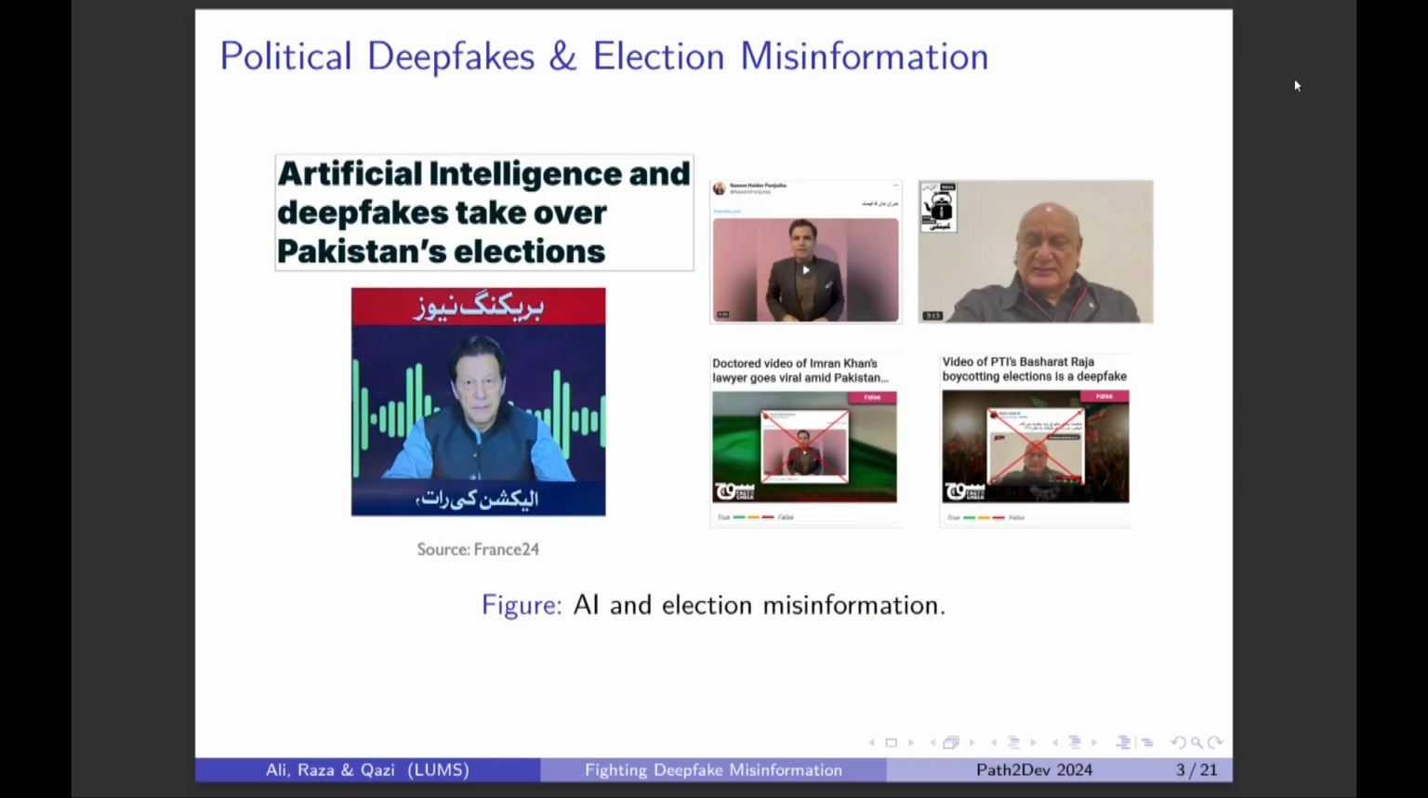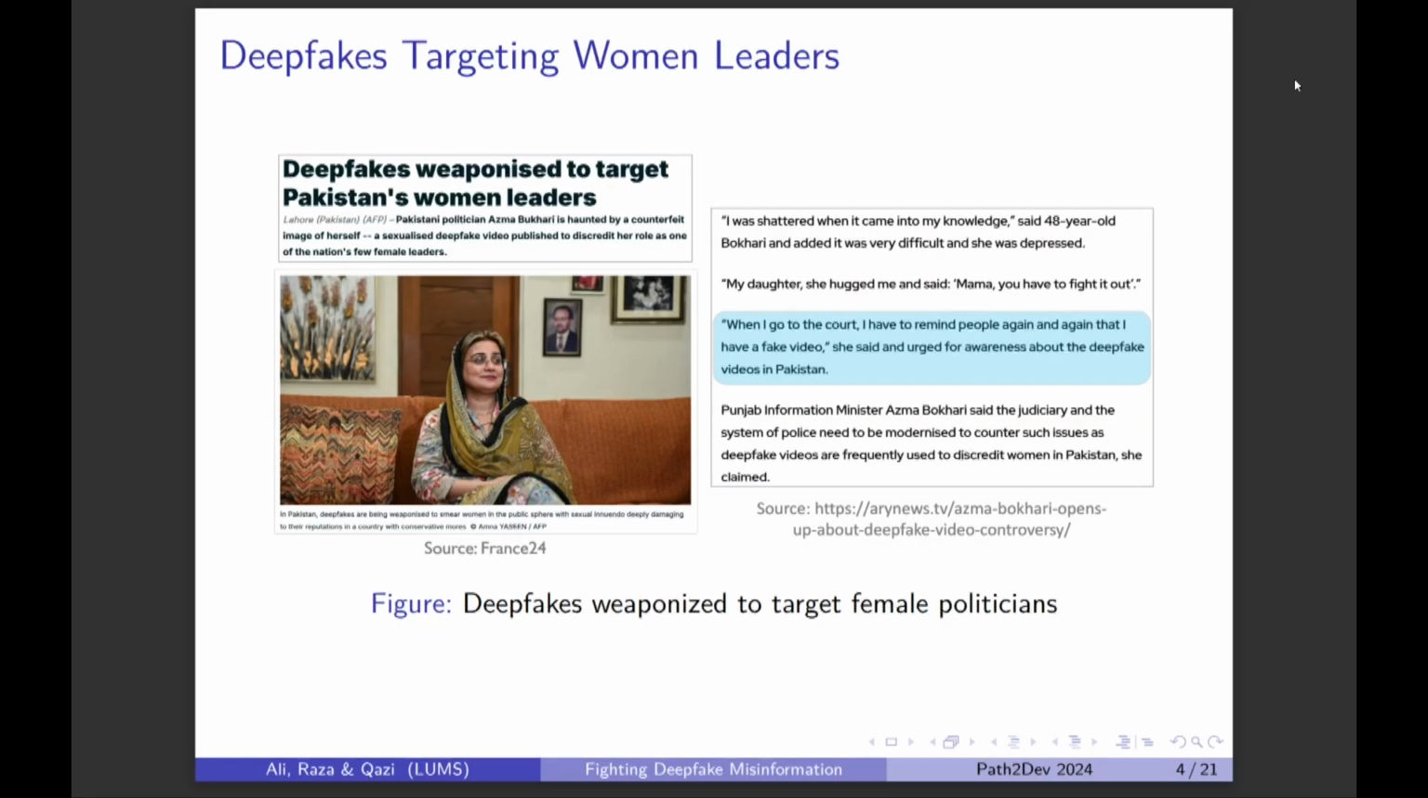Here are some examples of recent deepfake misinformation. So this is one example where deepfakes were being used to manipulate people's beliefs around election times in Pakistan. And here's another one, where deepfakes were being used to essentially target female politicians.